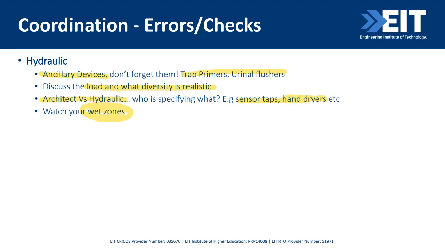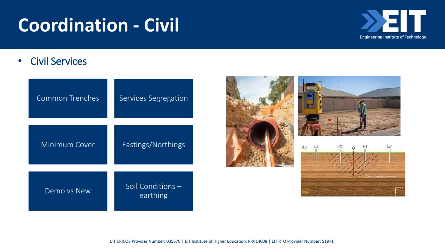All right, lucky last is civil. So civil is typically external. What we're talking about is trenches, in-ground trenches. When we're running cabling and conduits, we coordinate where our trench runs are, and we make sure we have appropriate segregation or space between different disciplines. So we need to coordinate any in-ground works that civil are doing, which could be other pipes, with our electrical services.